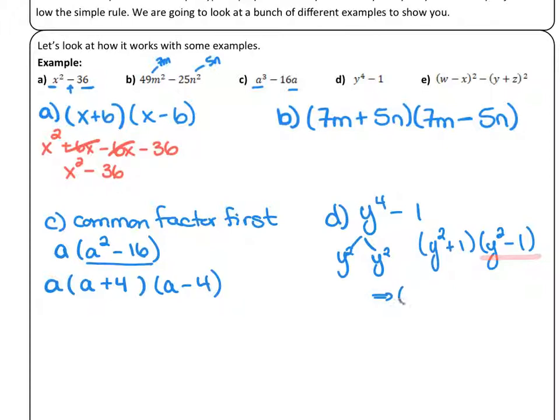So let's factor this further. You cannot do anything with that first one because it has a plus in it. But we can factor this one into y plus 1 and y minus 1. There are examples like this one in the practice, so I'm just pointing it out that if you factor it and then you notice you still have another difference of squares, factor it further if you can.